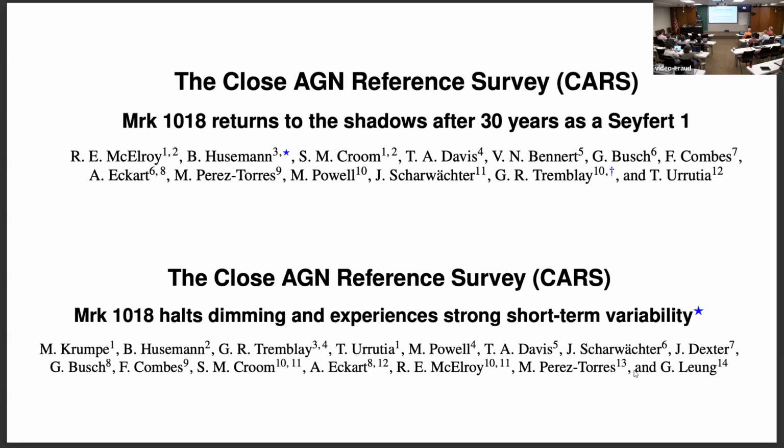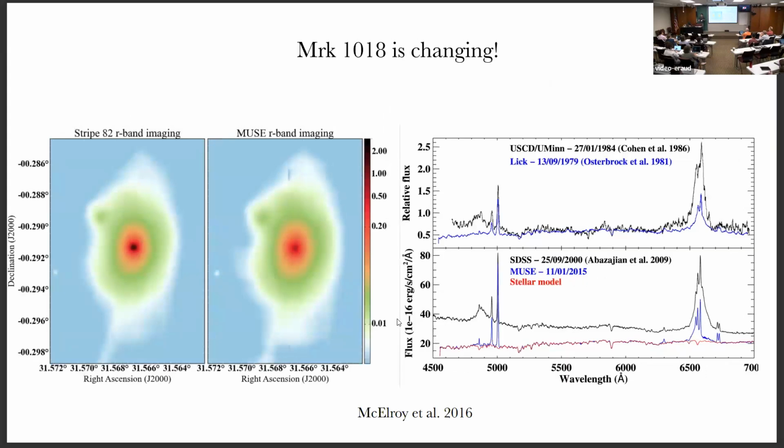So first of all, this Mrk 1018 work was actually reported by this group, the CARS group. They're actually monitoring the changing-look AGN using the MUSE program. So they have several candidates, and one of the earlier papers from their group is actually reporting Mrk 1018. These are the first paper and the second paper.